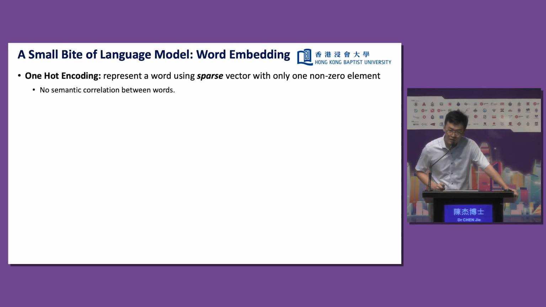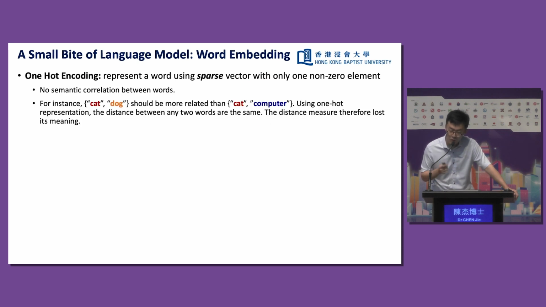All right, so why is this word embedding, vector embedding concept important? Let's look at it from two very obvious examples. For one-hot encoding, we know that we represent a word using a sparse vector with only one non-zero element, right? So there's no semantic correlation between the words. For example, there are two words, cat and dog. They will have ones at different locations of the vector. Okay, so we have another pair of words, cat and computer. Their difference is the same as cat and dog.